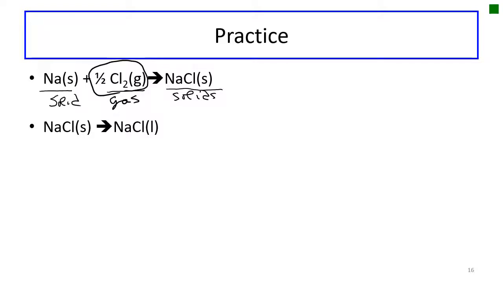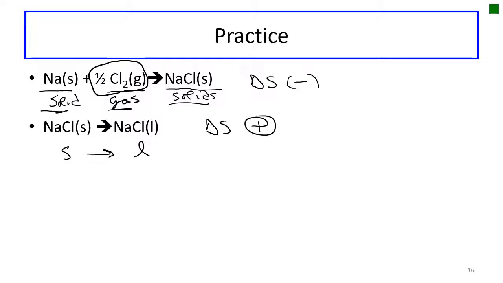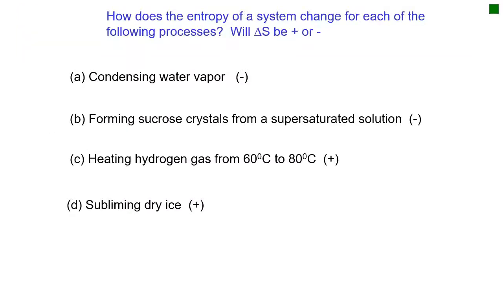It's going from more irregular to regular, and the delta S is going to be negative. If we go from a solid to a liquid, our liquid is less constrained. It's got more motion than the solid does, and the delta S for this reaction will be positive. So what if we look at these guys?